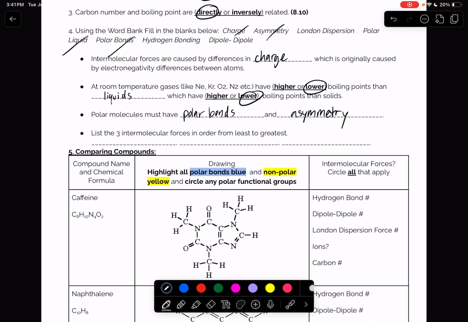List 3 intermolecular forces in order from least to greatest. So I'm going to list the 3. We have LDF, or London dispersion force, that's LDF, which is the least or weakest IMF. Then we have dipole-dipole, and then the strongest is hydrogen bonding.